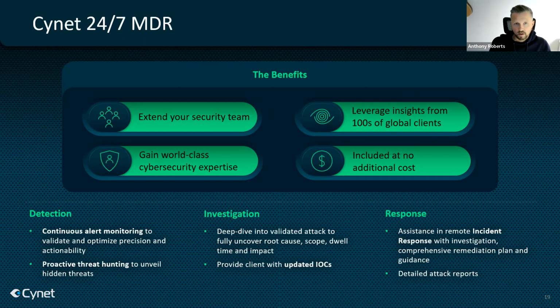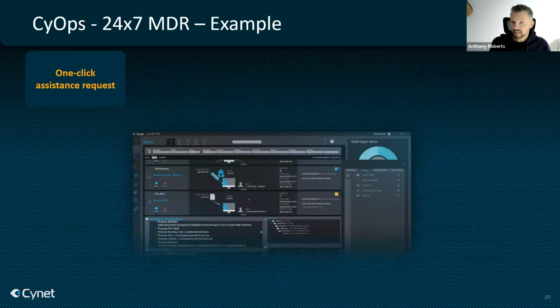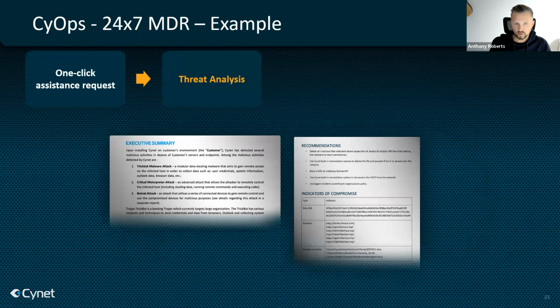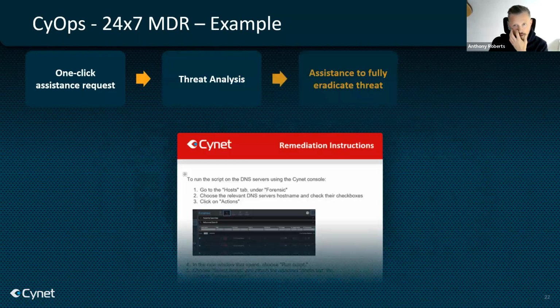You may need to present them somewhere else. So here's an example of how easy it is to request assistance within the Cynet UI. You can literally click on analysis and send a specific alert to the SOC. You'll then get a threat analysis report with an exec summary and recommendations, including IOCs. We'll provide assistance to fully eradicate the threat with the remediation instructions if Cynet didn't remediate in the first place.